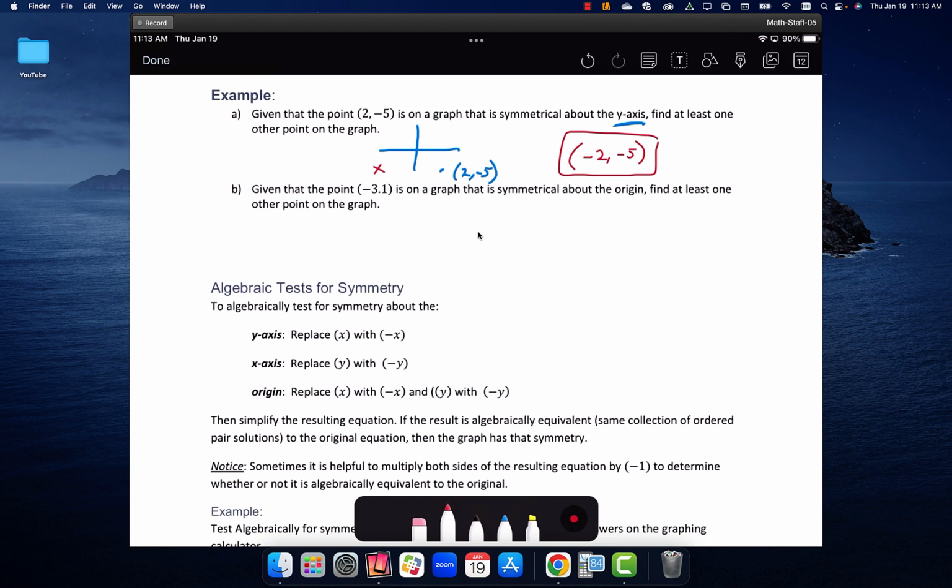The next example, given the point (-3, 1), that should be a comma. (-3, 1) is on the graph. Again, we don't have to sketch it, but we can if it helps. (-3, 1) is somewhere here. If we know that that point is on the graph, and we also know that it is symmetric about the origin, that means we're going to change the sign of both coordinates. So it's got to be down here. We're going to have (3, -1).